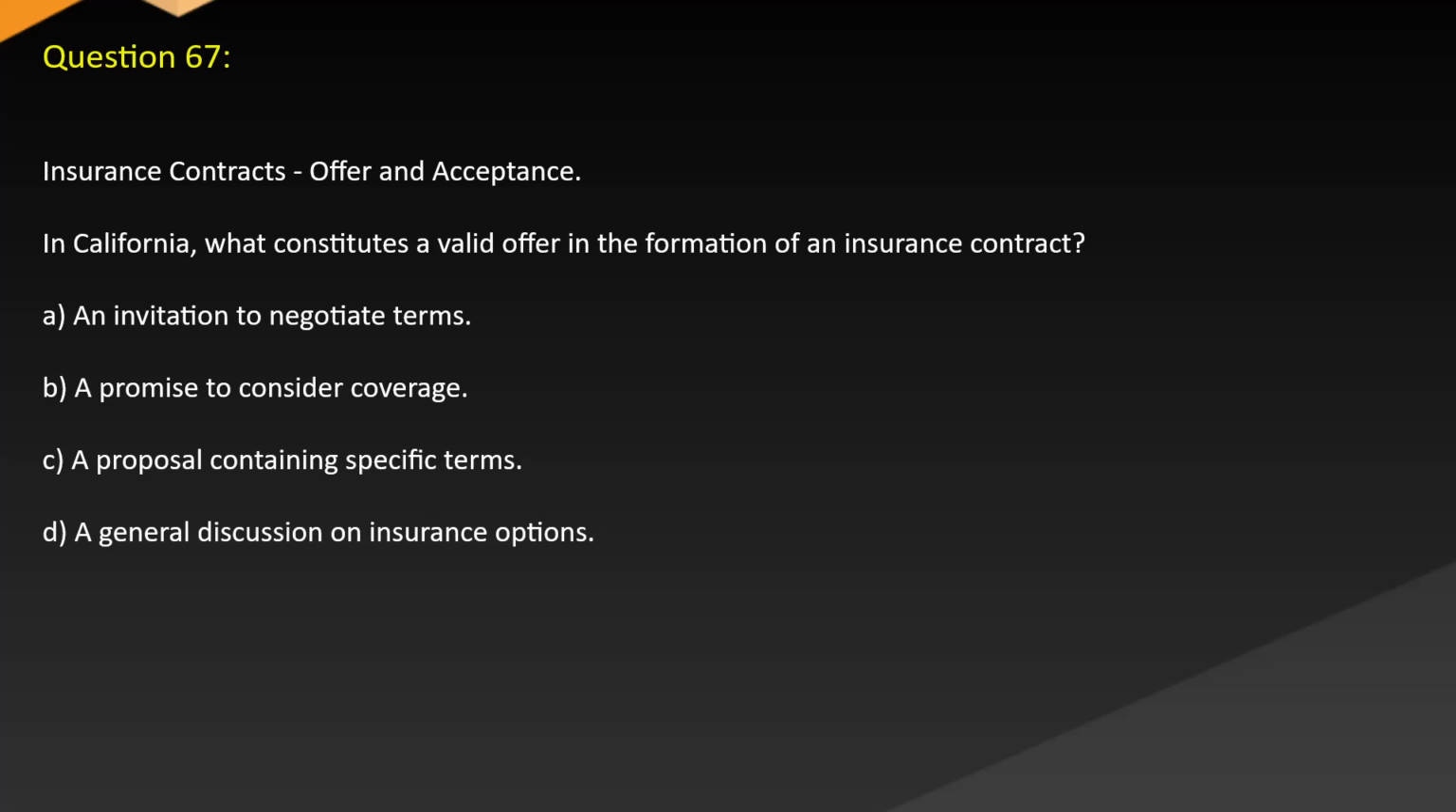Question 67. Insurance contracts. Offer and acceptance. In California, what constitutes a valid offer in the formation of an insurance contract? A. An invitation to negotiate terms. B. A promise to consider coverage. C. A proposal containing specific terms. D. A general discussion on insurance options.